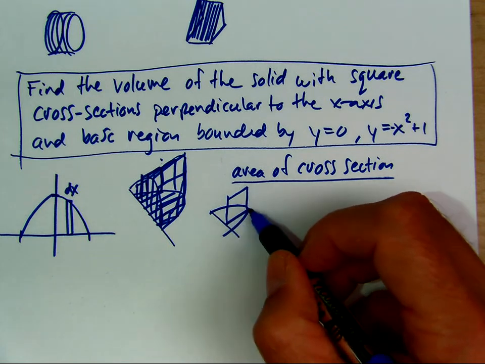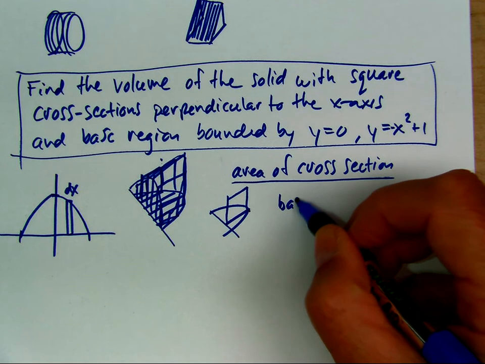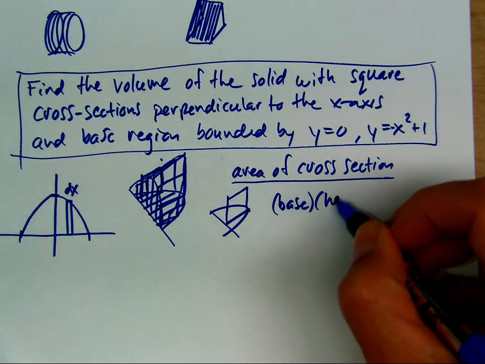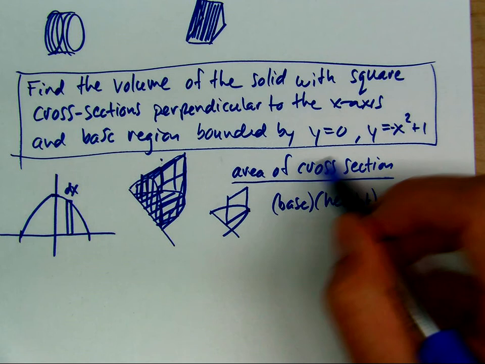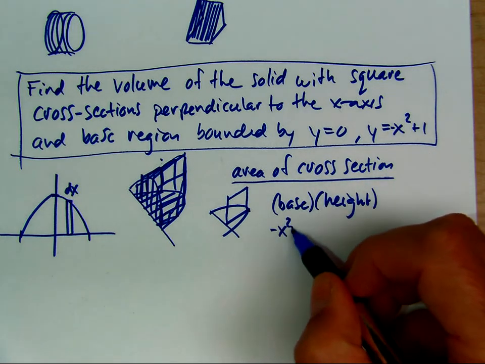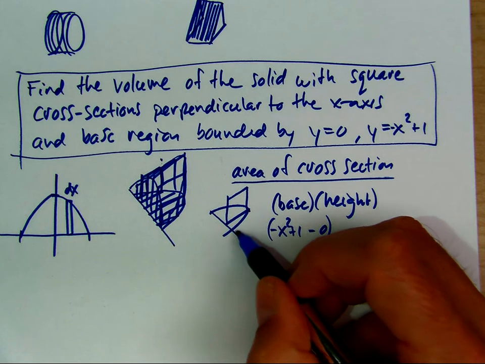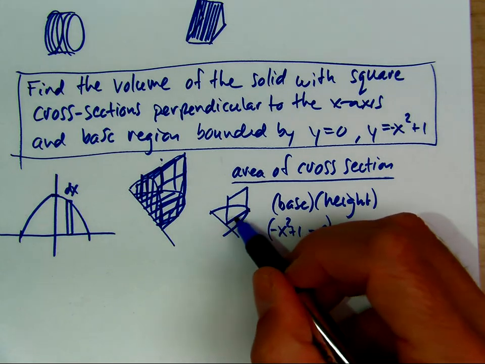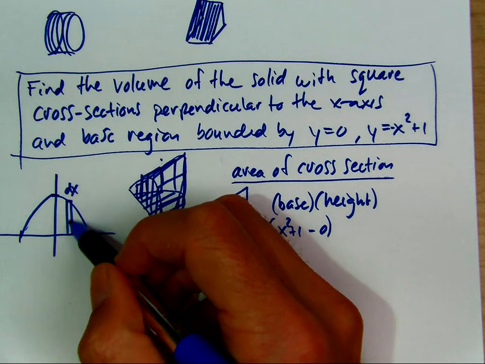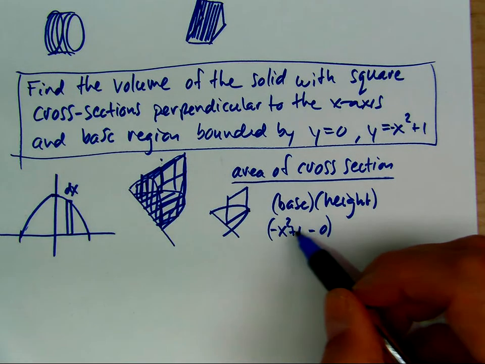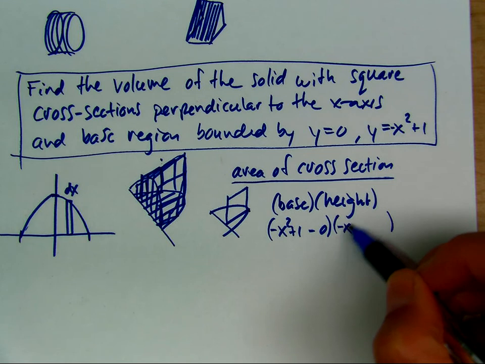The base is top minus bottom, so we have base times height. The base is top, which is this, minus the bottom. The bottom is y equals 0. The top of this is the parabola. The bottom of this is y equals 0. So we go top minus bottom. And the height is the same thing because it's a square.